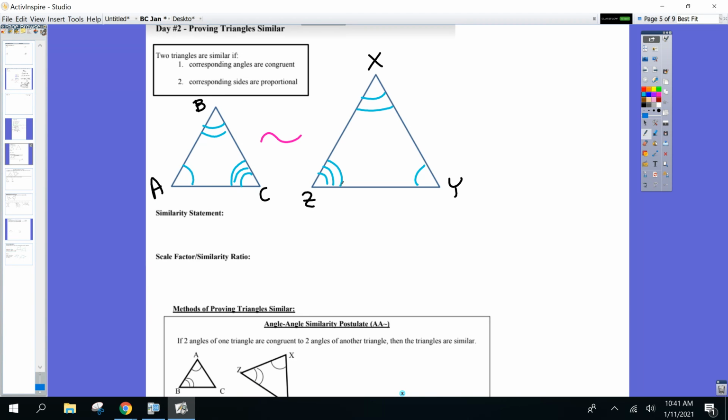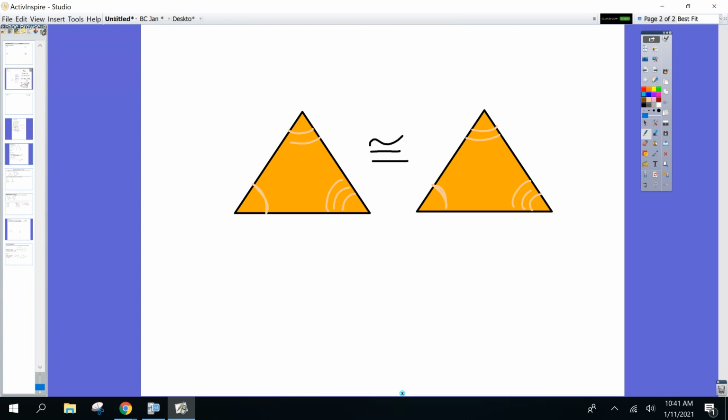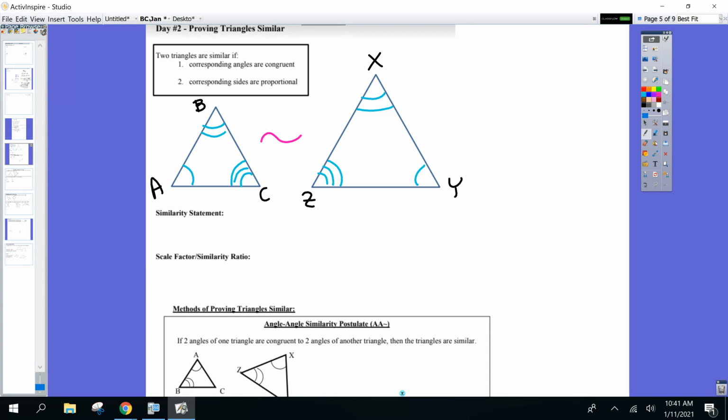Here is the difference between similar and congruent. When two triangles are congruent, you guys know that the corresponding sides are also congruent. But in similar triangles, the corresponding sides are in the same ratio. Take a look. Corresponding sides are in the same ratio. They're not congruent, but they are in the same ratio.